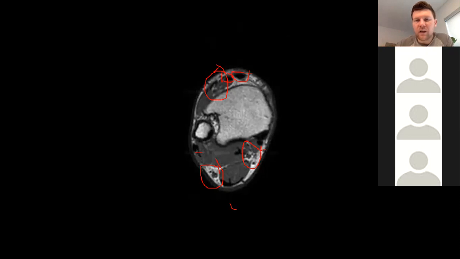If we can see a little nerve right in here, what would that be? Saphenous. Good. Okay, who wants to go next?